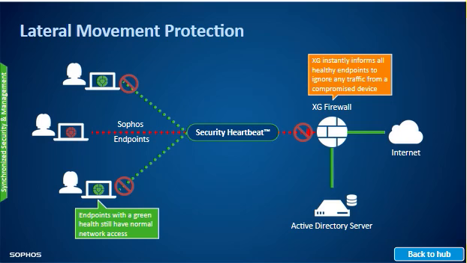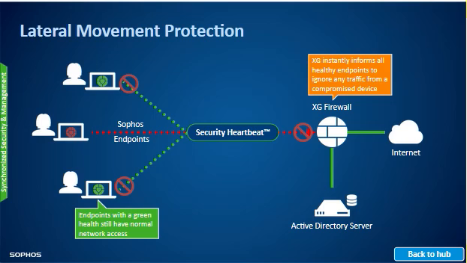In version 17.5, this feature is enhanced with the ability to isolate unhealthy endpoints even from other endpoints on the same broadcast domain or network segment. In many networks, several endpoints will often be connected through a switch to the firewall and have unrestricted access to each other on this network segment without any firewall control. This made it impossible for the firewall to intervene and block threats from moving laterally through the switch.